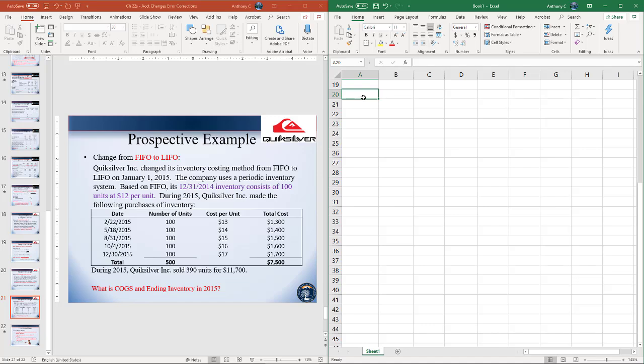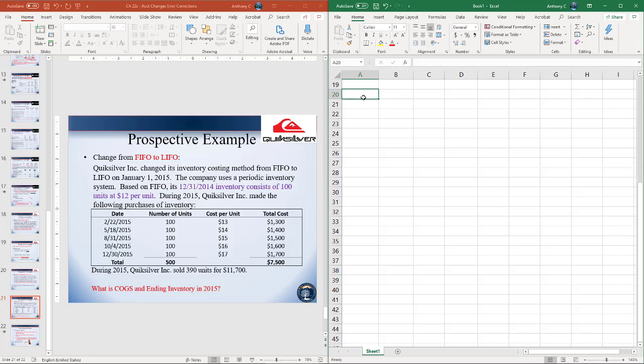Okay, so we're switching from FIFO to LIFO, and since we handle this prospectively, all we're going to do is apply LIFO to this situation. So as we saw earlier, your costing methods or inventory cost flow assumptions just influence your cost of goods sold calculation, which then affects the amount we report as ending inventory, and that goes on to affect our net income.